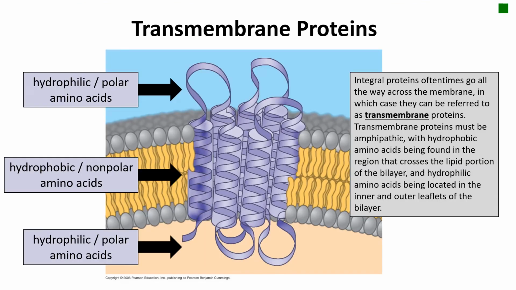Integral proteins oftentimes go all the way across the membrane, in which case they can be referred to as transmembrane proteins. Transmembrane proteins must be amphipathic, with hydrophobic amino acids being found in the region that crosses the lipid portion of the bilayer, and hydrophilic amino acids being located in the inner and outer leaflets of the bilayer.